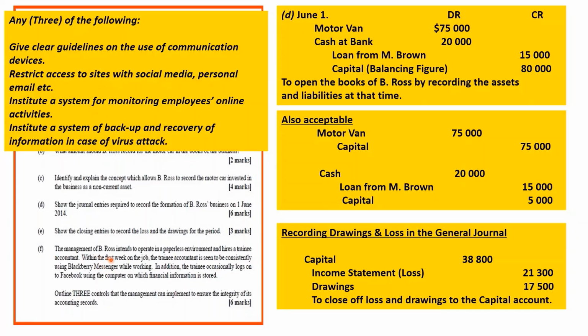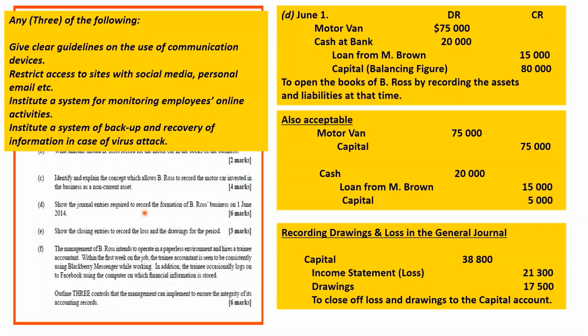The management of Bureaus intends to operate a paperless environment and hires a trainee accountant. Within the week on the job, the trainee accountant is seen to be consistently using BlackBerry Messenger while working. In addition, the trainee occasionally logs on to Facebook using the computer on which the financial information is stored. Outline three controls that the management can implement to ensure the integrity of the accounting record.